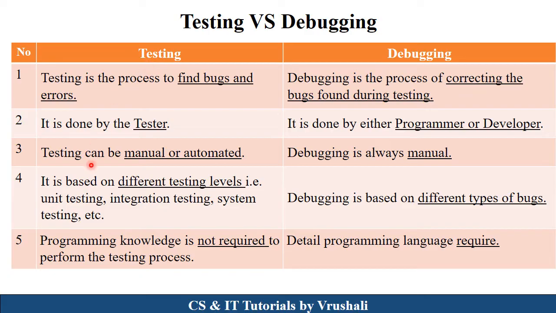In testing, it can be performed manually or automated, but debugging is always performed manually. Here the developer tries to solve all the errors manually. Testing has different types of levels like unit, integration or system testing. But debugging is completely based on the types of bugs present in a particular project. In testing, the tester doesn't require any programming knowledge. But in debugging, the developer requires detailed programming knowledge for solving a particular bug.